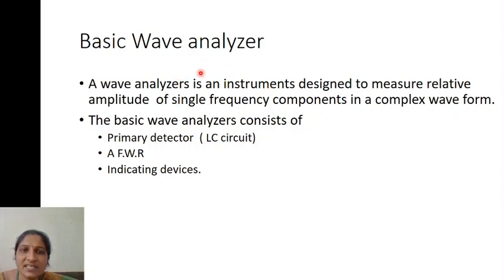This wave analyzer has different components. Those are the primary detector, a full wave rectifier, and indicating devices. The primary detector consists of an LC circuit. If L and C are connected in series or parallel, then it is used as a primary detector, and a full wave rectifier is used to convert the AC waveform into DC, and the obtained DC voltage or current is measured by using the indicating devices.